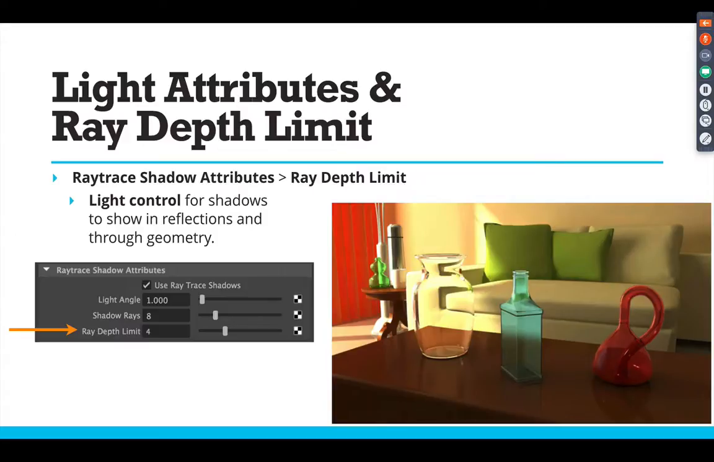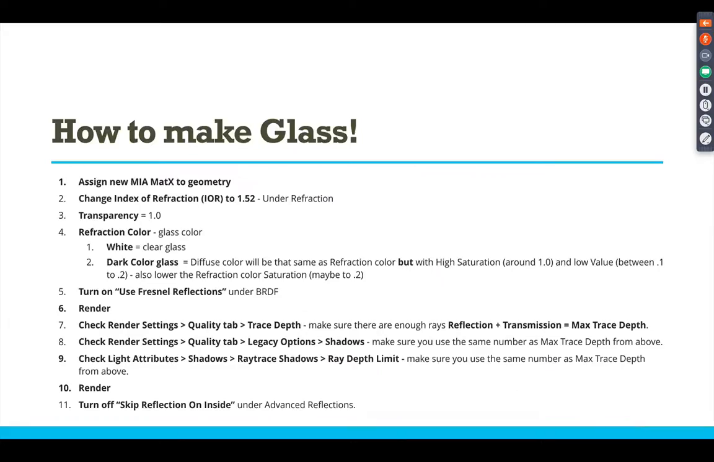What will happen is, I'm going to show you guys when I do a demo, that if you do not have enough shadows, you do not have enough ray depth limit, your materials, when you try to look through them, look for shadows, it's going to do weird things to your environment.